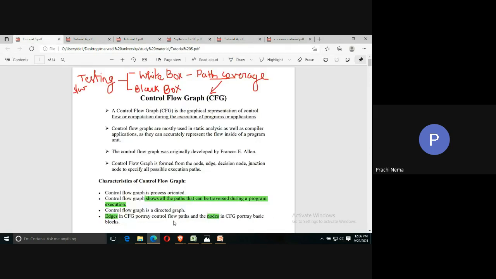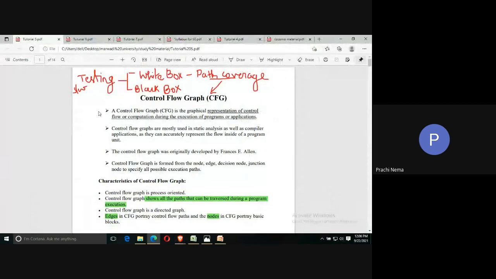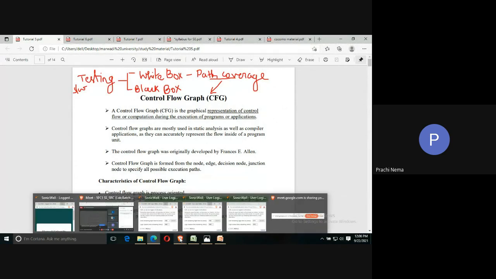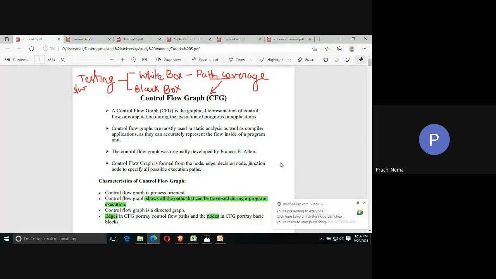So we will start with the control flow graph. Okay, unmuted, fine. What is a control flow graph? You must have studied the process of software testing. In software testing, we test the code which we have developed as our project, or the software which we are making. There are many techniques of software testing. Among those, the two most common techniques are white box testing and black box testing.